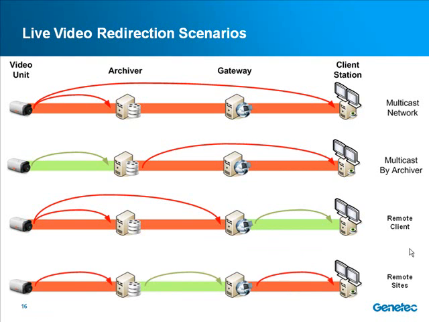Next up, we have multicast between the video units and the archiver, unicast between the archiver and the gateway, and multicast between the gateway and the client applications. This is commonly seen when we have remote sites which have their own network, but are connected over a wide area network, or WAN. Video is redirected from the archiver to the gateway using Unicast, and then the gateway redirects the video coming from the archiver to the clients in multicast.